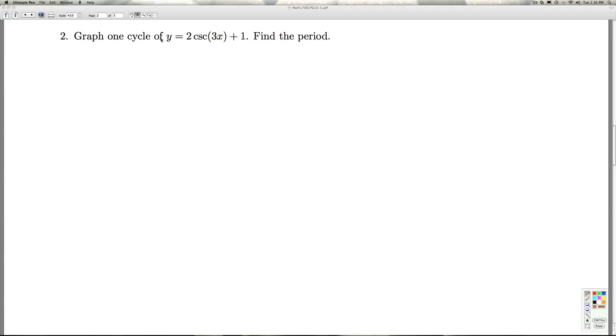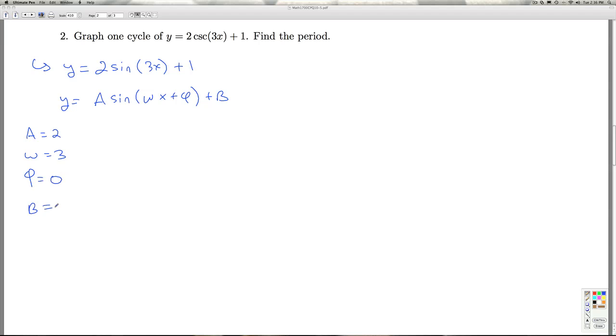Okay, an alternate way to graph a cosecant curve is we can graph the associated sine curve. By associated sine curve, we mean we're just going to change cosecant to sine. And then we can graph this however you want. We can use the a sine omega x plus phi plus b form of a sinusoid. And then we can read off a is 2, omega is 3, phi is 0, and b is 1.